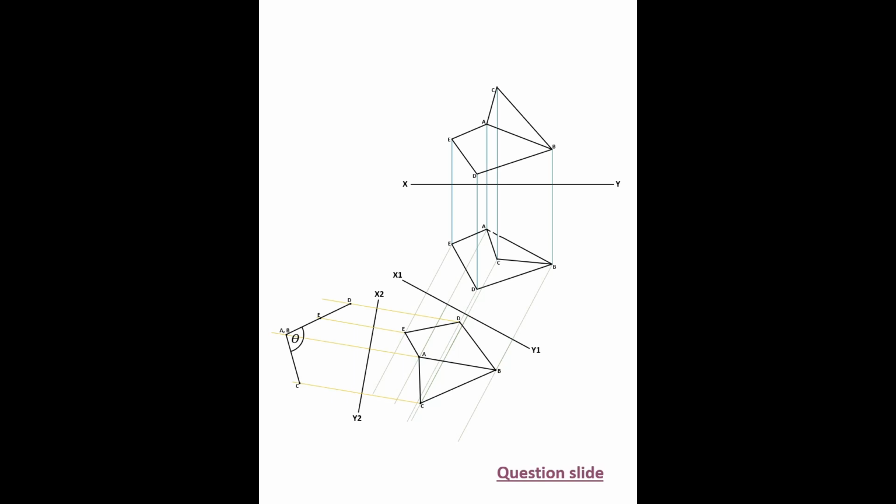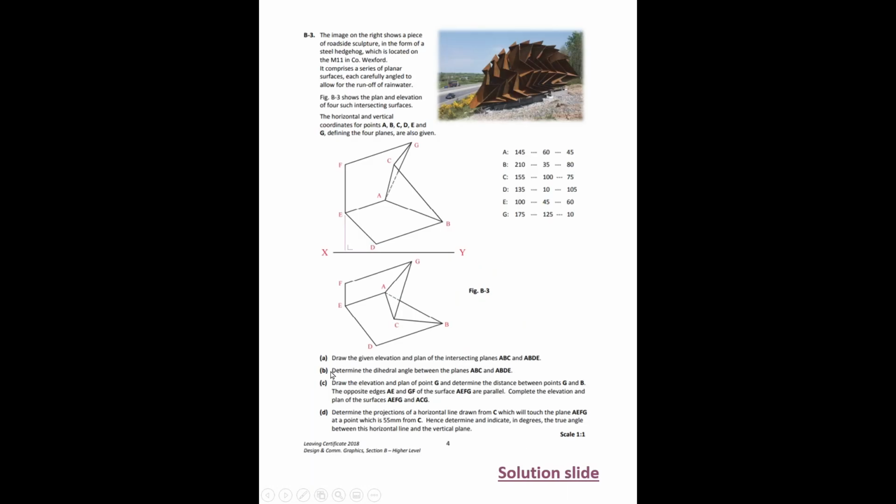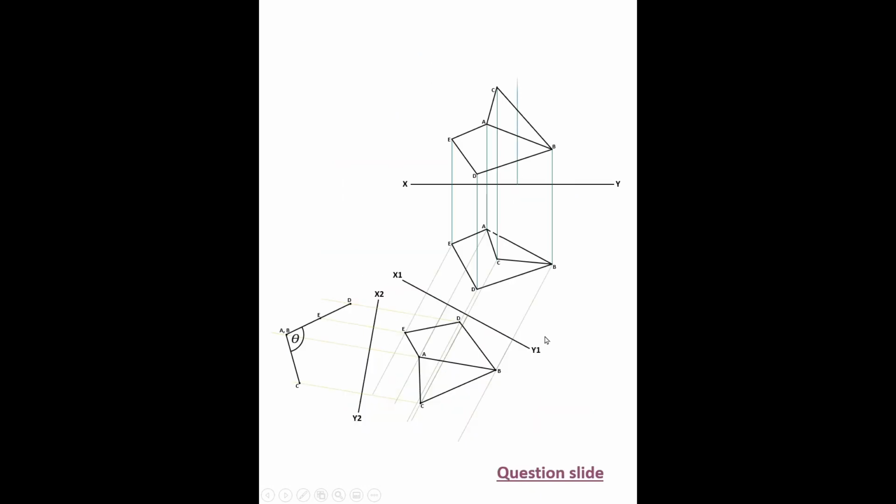So next part of the question. Back to the question. We have located the dihedral angle ABC and ABDE. Now, part C of the question. First of all, we draw the point G in the plan and elevation and determine the distance between points G and B. So back to our solution. Go back to the very start of the elevation, finishing off that point G. We find our point G in the plan and elevation, and now finding the distance between G and B.